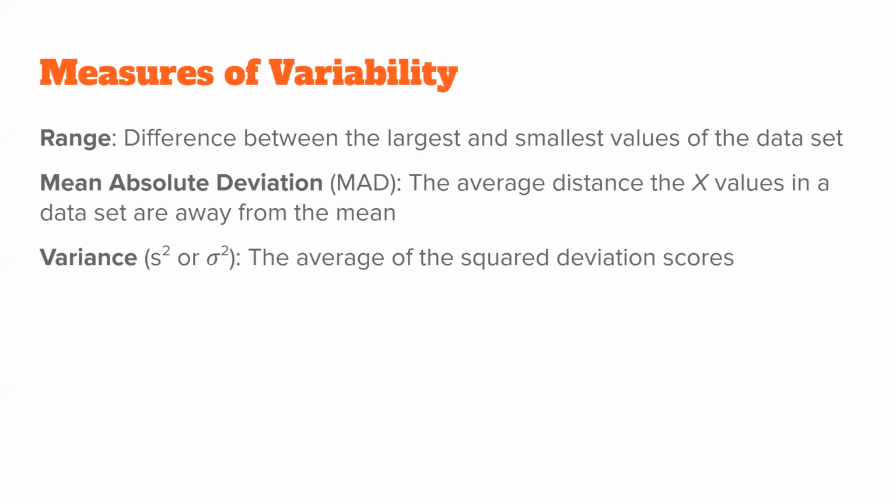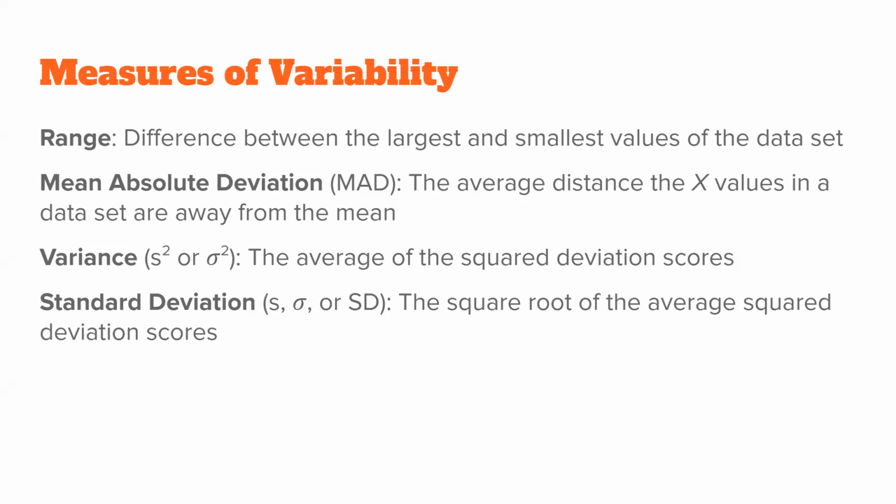Because they got the definition for standard deviation wrong, they also got the definition for variance wrong. The symbol for variance is S squared if we're talking about the variance of a sample, or it is lowercase sigma squared if we're talking about the variance of a population. And the definition of this is just the average of the squared deviation scores.